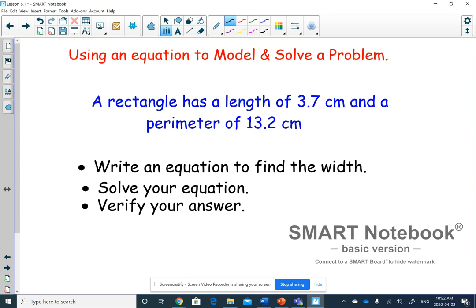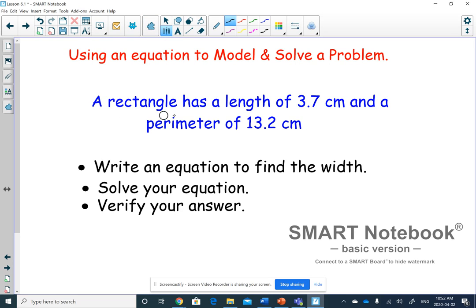So this is more of a word problem. This one says a rectangle has a length of 3.7 and a perimeter of 13.2. Write an equation to find the width, solve your equation, and verify your answer. So the more difficult part here is taking this phrase, this little word sentence, and making that into an equation. For that, you need to pull apart the important information, right?